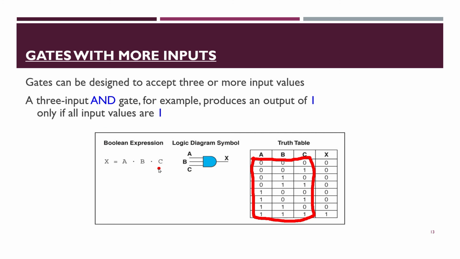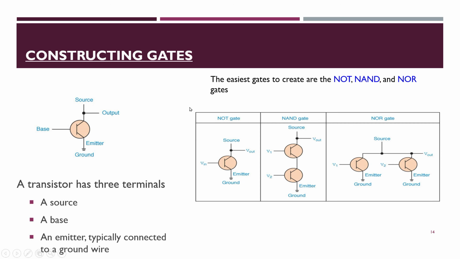And as we know, the AND gate has the Boolean expression A dot B when it is having 2 inputs. When it is having 3 inputs, it is A dot B dot C. So you have to just multiply A into B into C. So 0 into 0 into 0 is going to be 0. 0 into 0 into 1 is going to be again 0. And you will be getting 1 only when all the inputs are 1 in the case of the AND gate. So this is all about gates with more inputs, and this is how the construction of gates has been carried out.